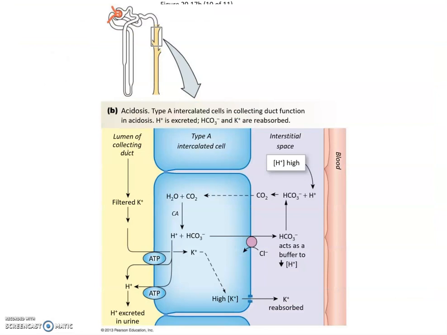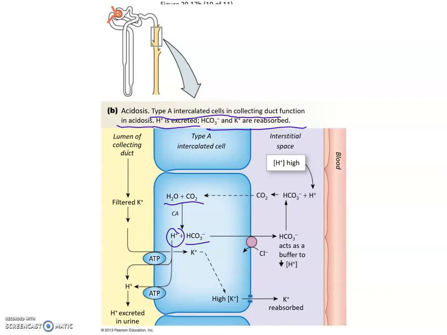Now, in case of acidosis, you have type A intercalated cells in the collecting ducts in the kidneys, and they function when you have an acidosis situation by excreting extra hydrogen ions, and then the bicarbonate and potassium are reabsorbed in exchange. So basically, we're still following the same formula here. Water plus CO2 with the help of carbonic anhydrase makes carbonic acid, which dissociates into hydrogen ions and bicarbonate ions.